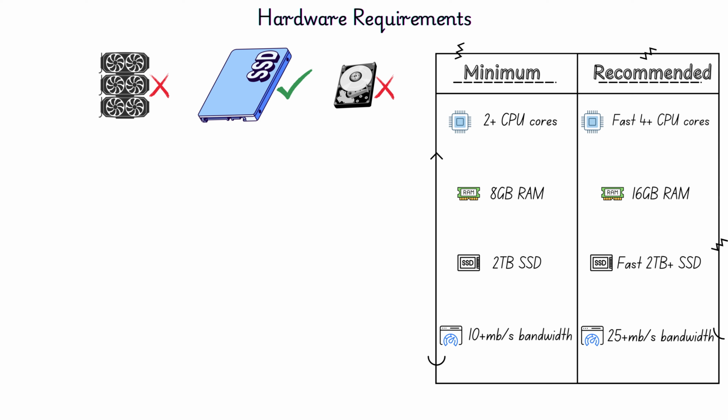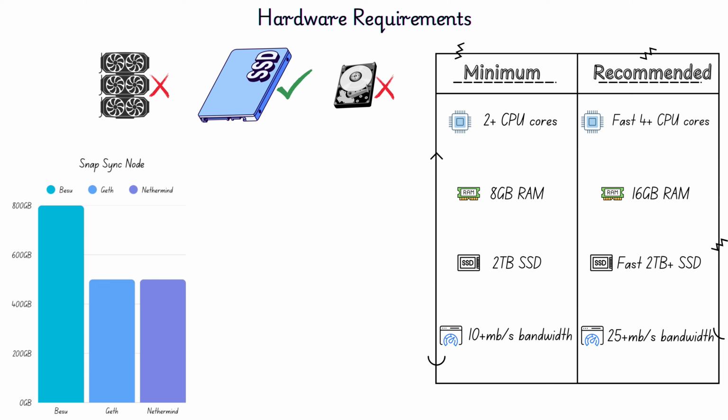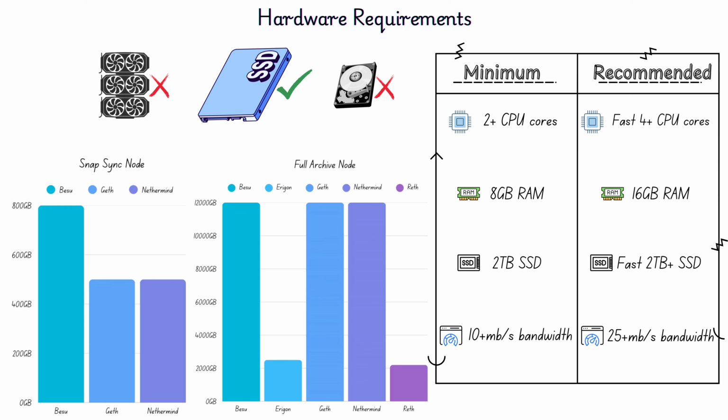Keep in mind, these numbers aren't fixed. Different Ethereum clients have slightly different needs, especially when it comes to storage. For example, Geth using SnapSync takes around 500 gigabytes, while Besu needs closer to 800. Nethermind is also in that 500 gigabyte range, but if you're running an archive node on Geth or Nethermind, you'll need a whopping 12 terabytes or more.